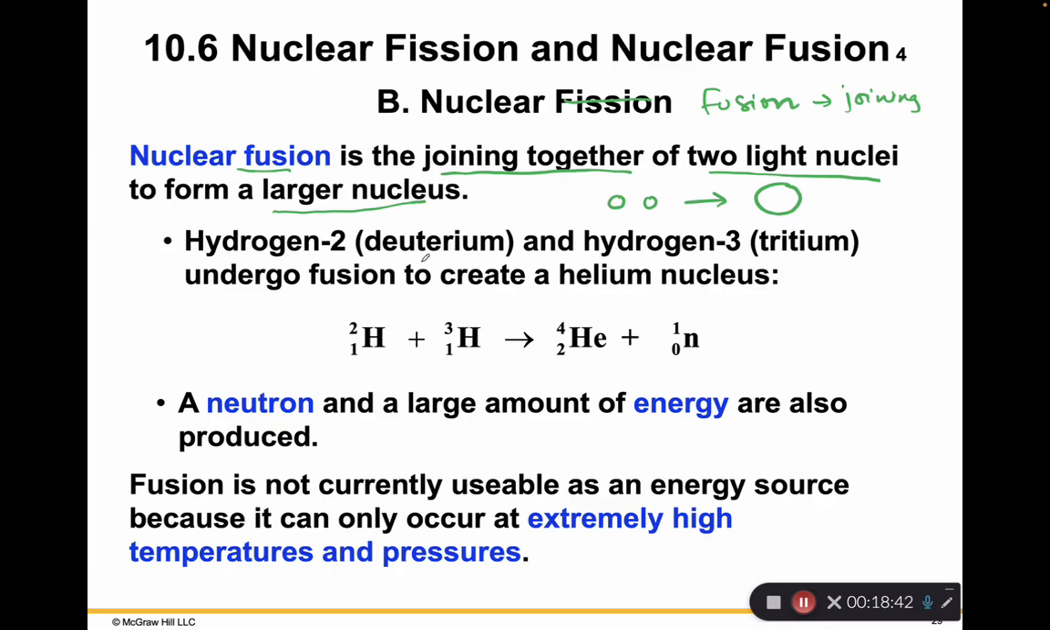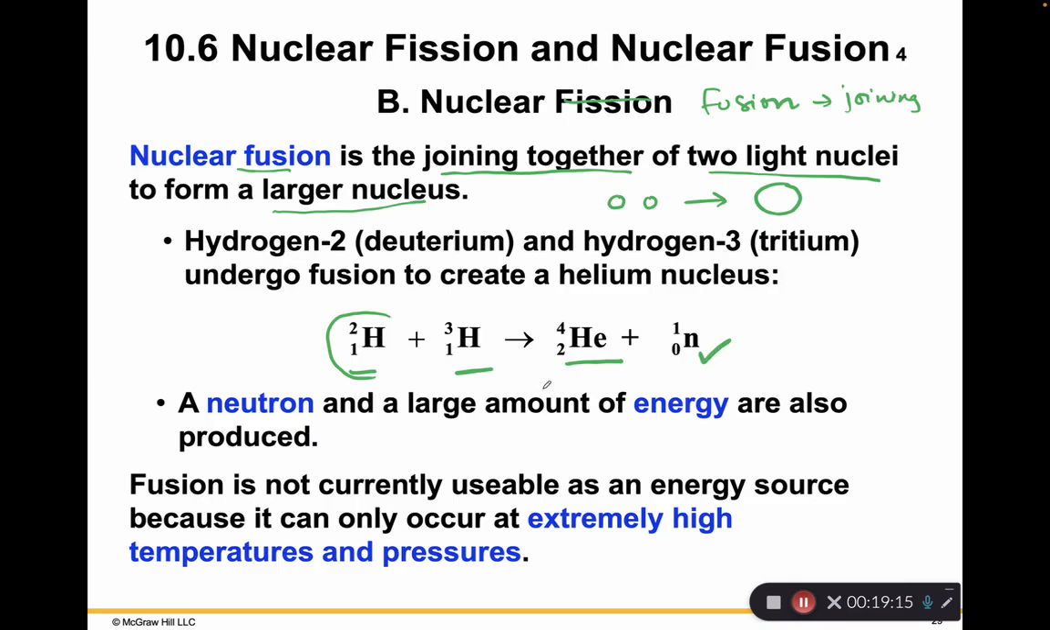Example here, two different isotopes of hydrogen: deuterium and tritium. Hydrogen with mass number 2 is deuterium. Hydrogen with mass number 3 is tritium. When deuterium and tritium bombard each other, they undergo fusion. Now they fuse together to become the nucleus of a helium. In the meantime, the subatomic particle neutron is also emitted.